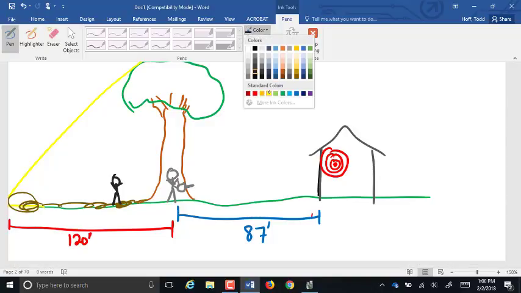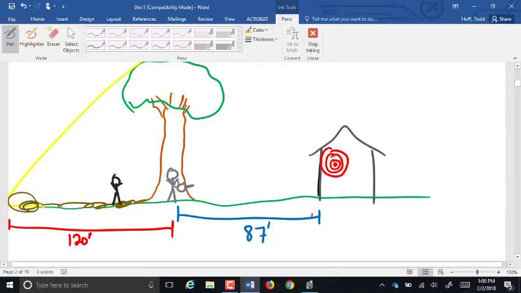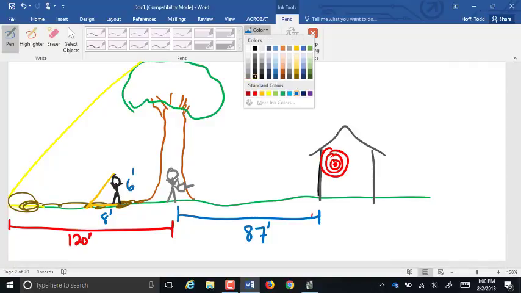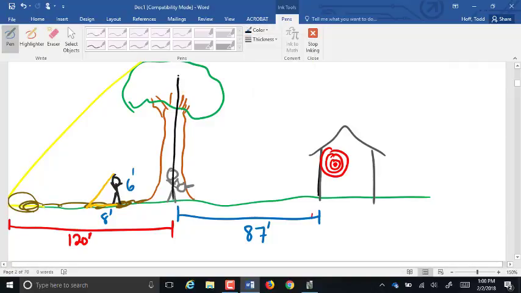And Jasper measures his shadow from the sun. So he's 6 feet tall. I'm going to put that in different colors. He's 6 feet tall, and his shadow is 8 feet long. How tall is that tree going to be? We're going to call that X or H or whatever you want to call it.